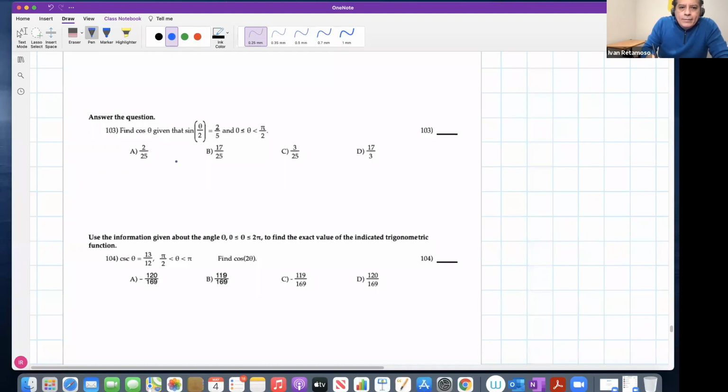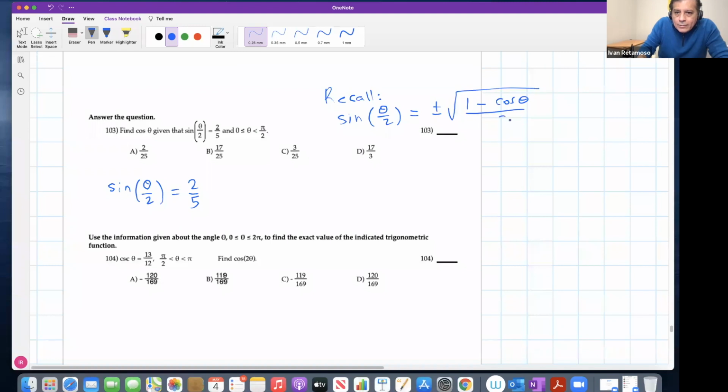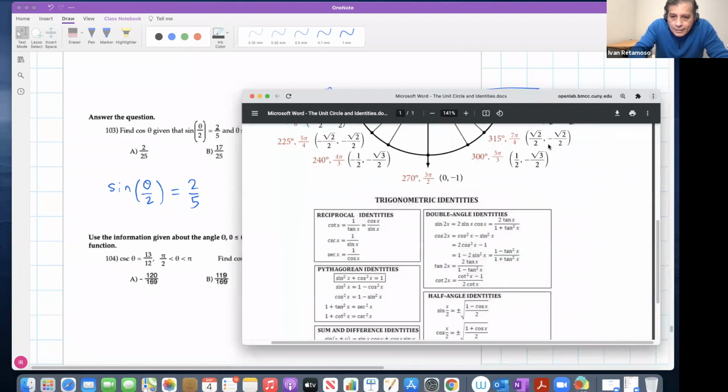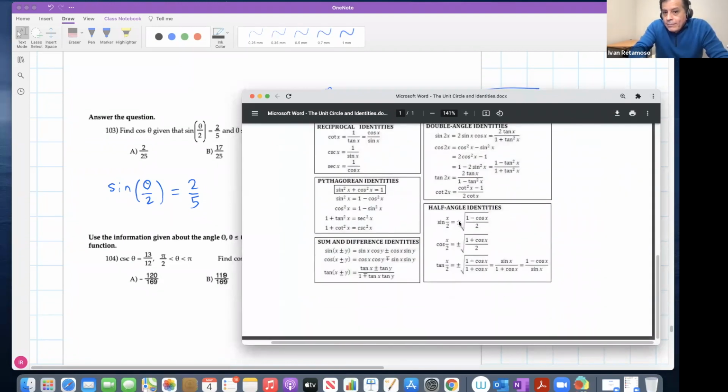For example, they say find cosine of theta given that sine of theta half is equal to 2/5. But what is sine of theta half? Recall from your formulas in the sheet of the unit circle, you will find this formula. Sine of theta half is plus minus the square root of 1 minus cosine of theta over 2. You say, where is that formula, Professor? It's here. Sine of x half, plus minus the square root of 1 minus cosine of x over 2, right? I'm using this formula. So you have it there.